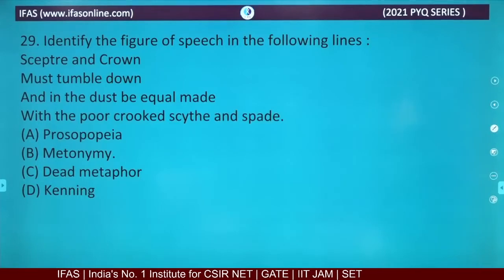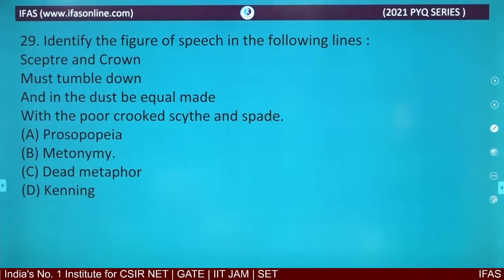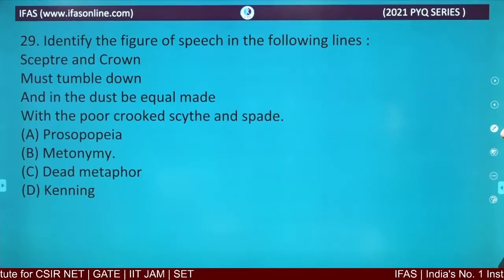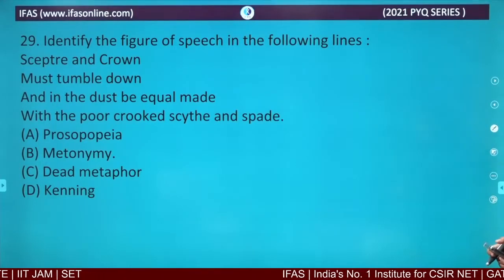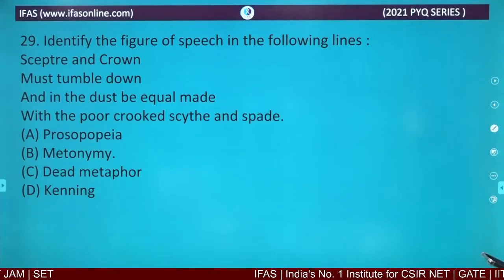Identify the figure of speech in the following lines. The sceptre and crown must tumble down, and in the dust be equal made with the poor crooked scythe and spade. Which figure of speech is used here?